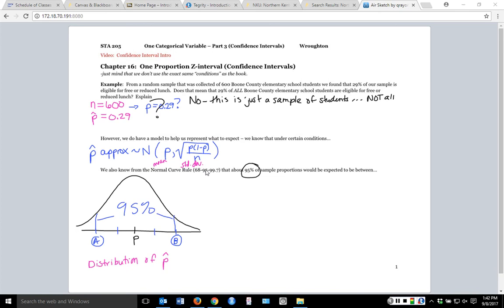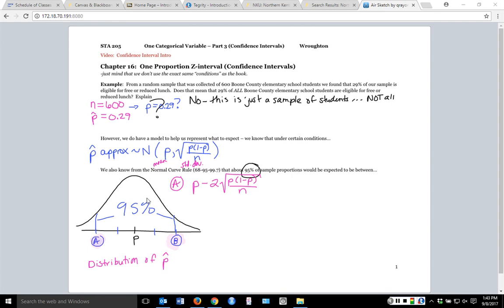So how do I actually find this value of A and this value of B? How do I actually find those numbers? Well, we're going to do exactly what we said. This is going out 2 standard deviations below. So I'm going to start at p and subtract off 2 standard deviations. And what's my standard deviation? Well, it's just this square root part that we have up here.